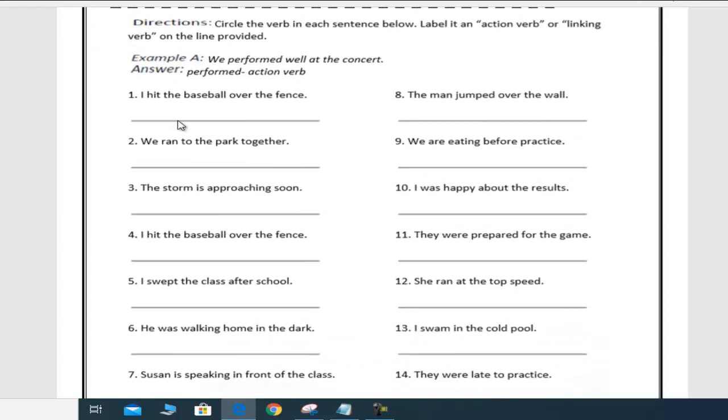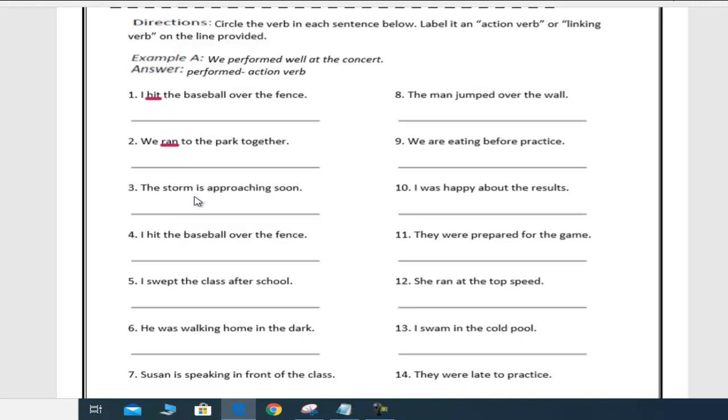I hit the baseball over the fence. What did I do? I hit, so the verb is hit. What is the type of the verb? It's action verb. Number two, we ran to the park together. What did we do? We ran, so ran is the verb. It's an action verb.